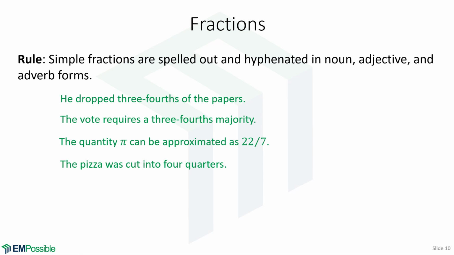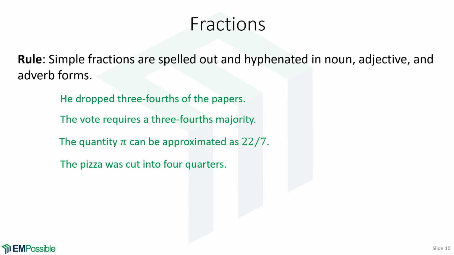So let me just have some examples here. He dropped 3/4 of the papers. 3/4 is spelled out. The vote requires a 3/4 majority. Again, 3/4 is spelled out, and both of those examples are hyphenated. The quantity pi can be approximated as 22/7. I did not spell this out because this is not a simple fraction, so this should be inserted in number form.